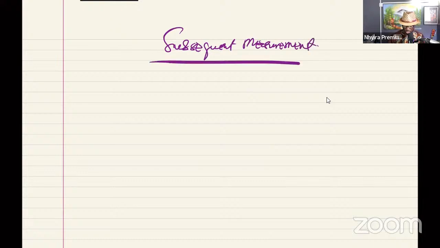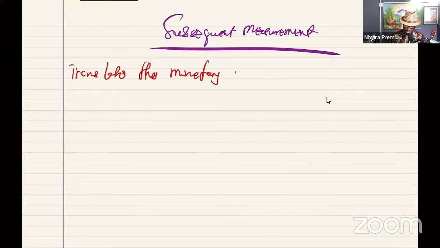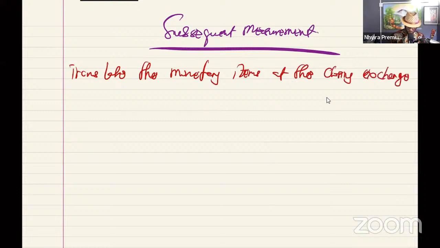So on subsequent measurement, we translate the monetary items at the closing exchange rate. And any gain or loss is recognized in the P&L.